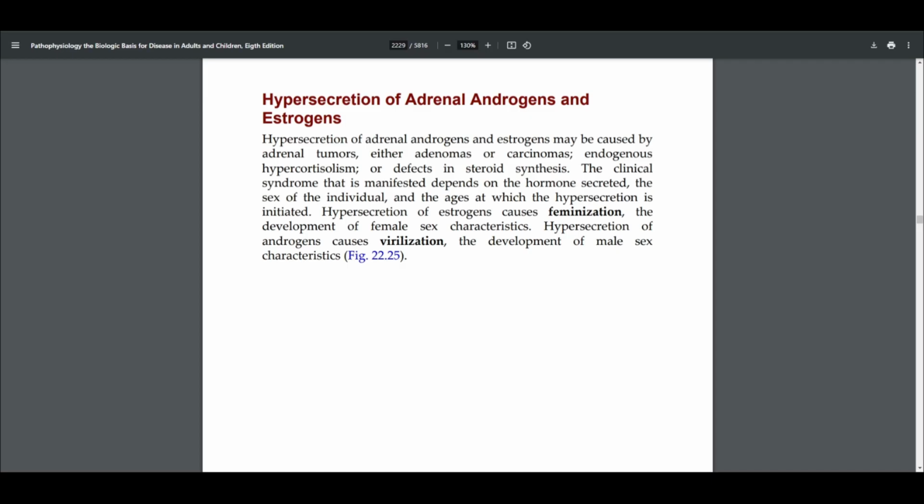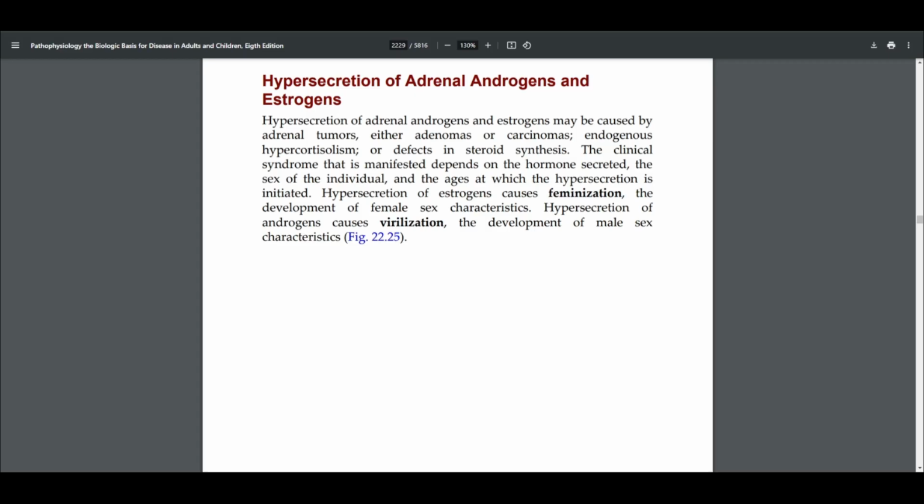Hypersecretion of adrenal androgens and estrogens may be caused by adrenal tumors, either adenomas or carcinomas, endogenous hypercortisolism, or defects in steroid synthesis. The clinical syndrome that is manifested depends on the hormone secreted, the sex of the individual, and the age at which the hypersecretion is initiated. Hypersecretion of estrogen causes feminization, the development of female sex characteristics. Hypersecretion of androgen causes virilization, the development of male sex characteristics.